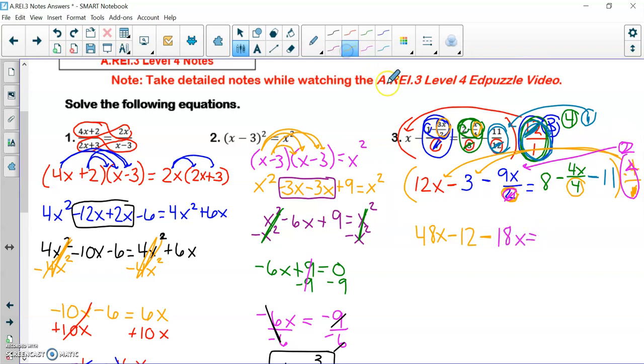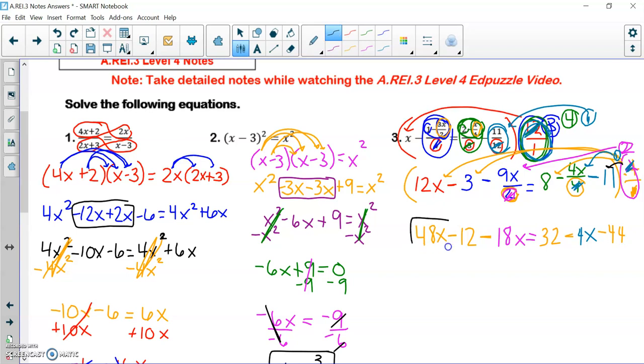That will equal, continuing on, a 4 over 1 times an 8 is a 32, minus a 4 over 1 times a 4x over 4. So what I can really do is a 4 divided by a 4, which is a 1. And now I just multiply that numerator 4x times that 1, so I get a 4x. And then a 4 over 1 times a minus 11 is going to be a minus 44. So now all my fractions are eliminated, which makes this equation much, much easier.